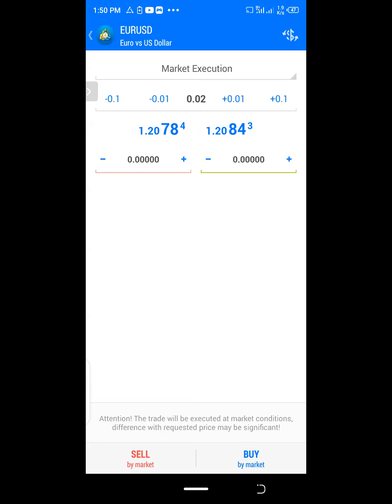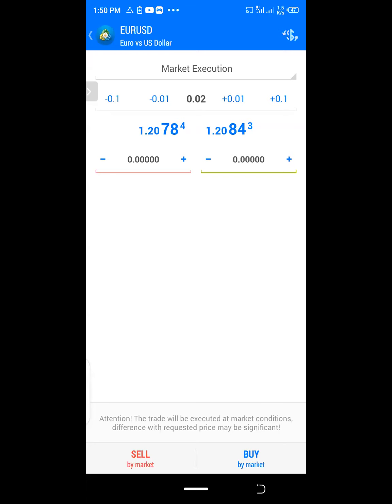Remember, I said we have 4 types of pending orders. We have buy limit, we have sell limit, we have buy stop, and we have sell stop. All right. So whenever you're giving signals, or let's say you're giving a particular trade, if it is a pending order, it will come like this: Euro USD buy limit.